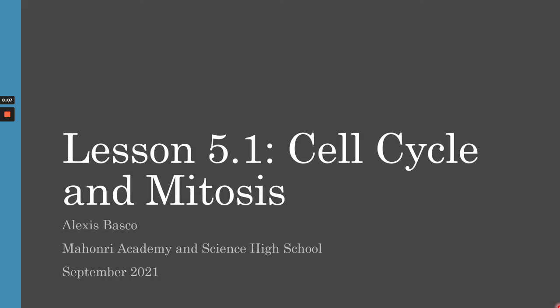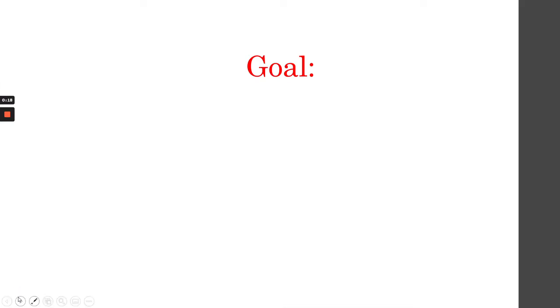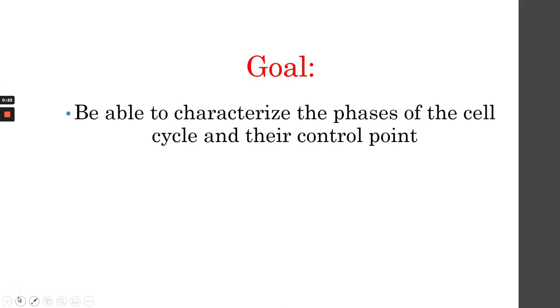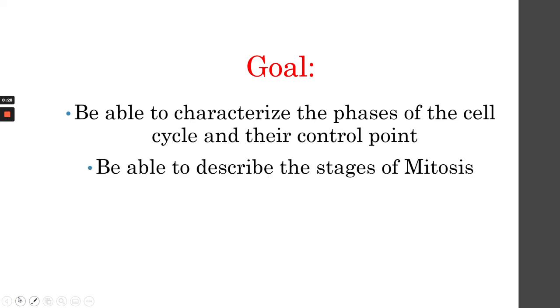Today we'll be discussing our lesson 5.1. Today we'll be talking about cell cycle and mitosis. So what are our goals for today's lesson? At the end of the lesson, I want everyone to be able to characterize the phases of the cell cycle and their control points, as well as be able to describe the stages of mitosis.